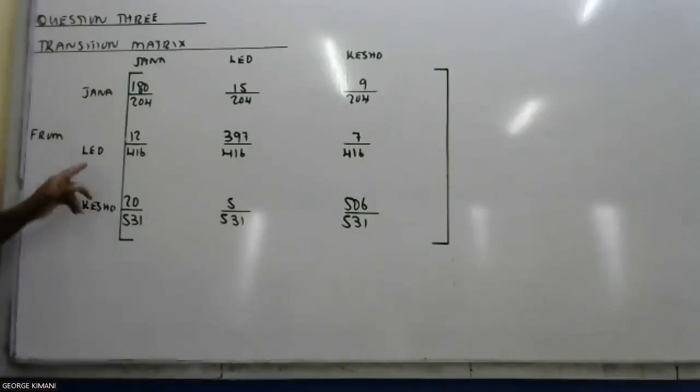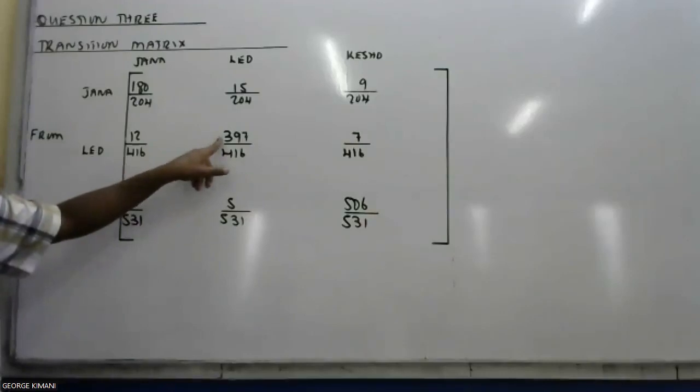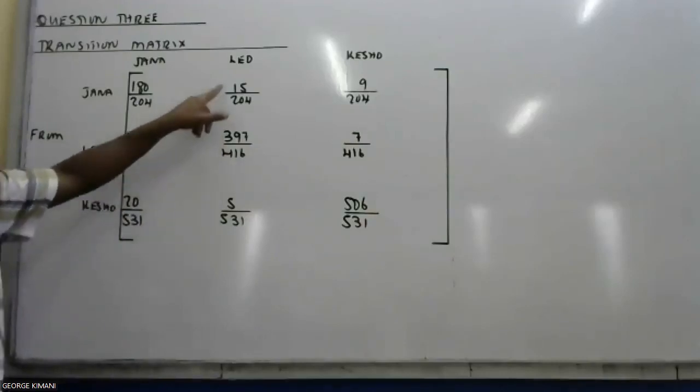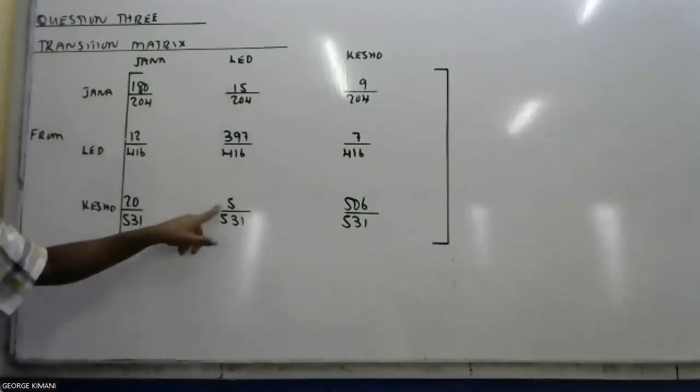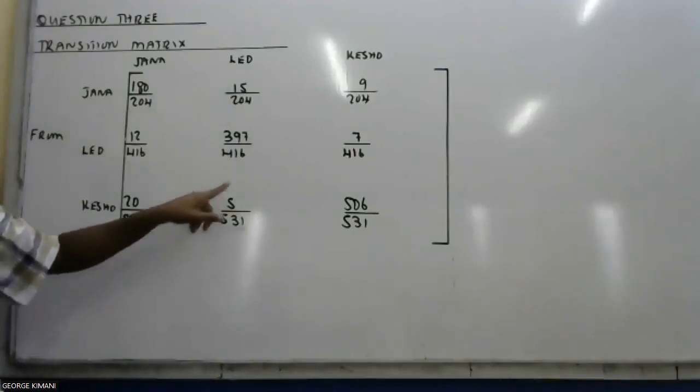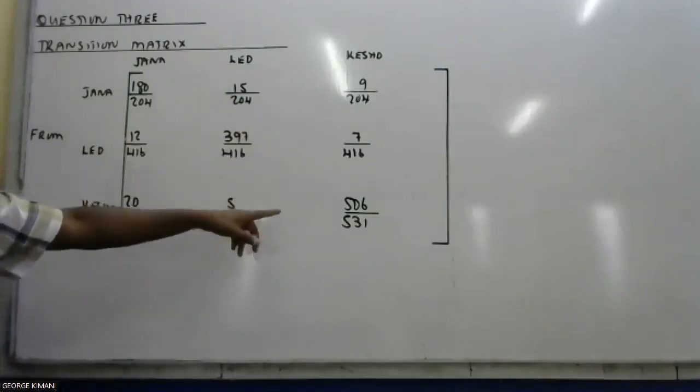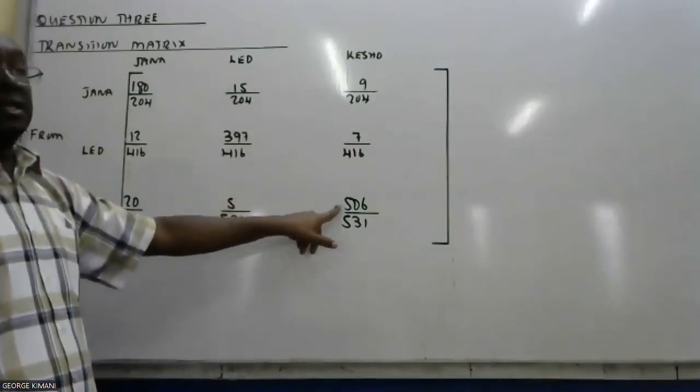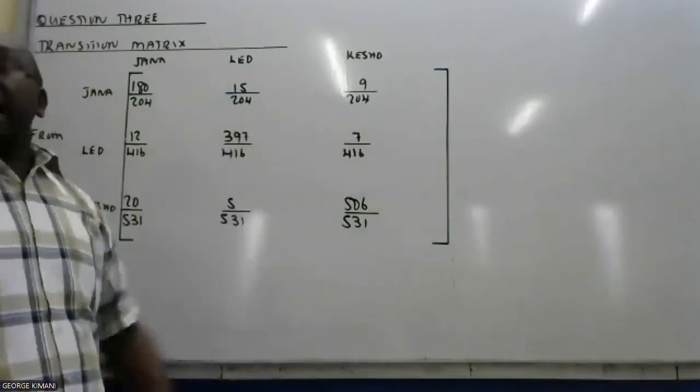So the same thing you can do with Leo. Leo, they retained 397, let's key in 397. They gained 15 from Jana, so add 15. They gained 5. The same thing here. Put 5, you add 7, you add 9.